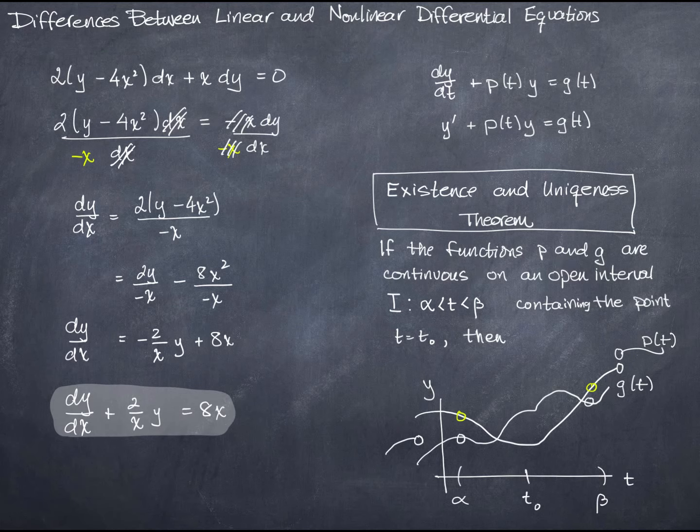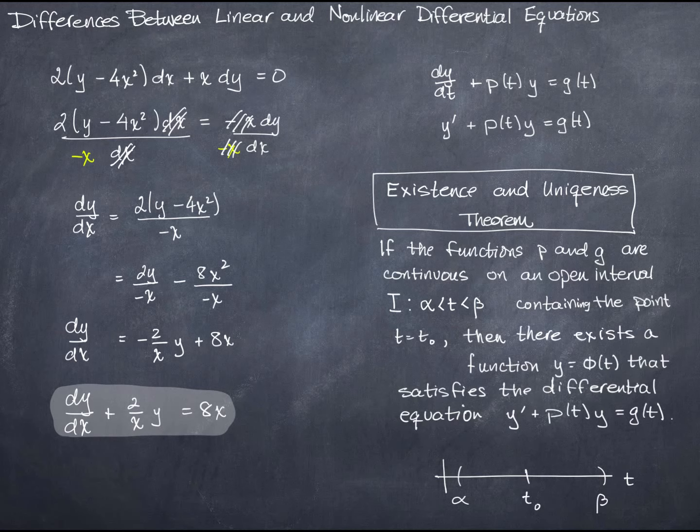Functions p and g are continuous on an open interval, and the point t naught has to also be in that interval. If both of those things are true, then there exists a function phi of t. All right, we have p of t and g of t. If they're continuous on an open interval and that interval contains this point, then there's a function phi of t that satisfies the differential equation in this form, dy/dt plus p of t y equals g of t.